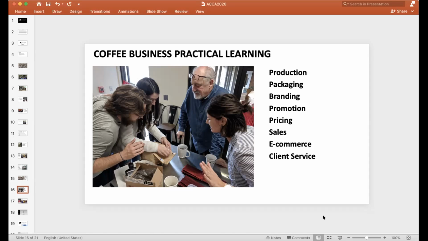The production, and packaging. Getting the product and the packaging ready is probably the easiest place to start. It's possibly the least of interest to them. It's real hands-on, but it's more manual labor, I guess, than the other areas.